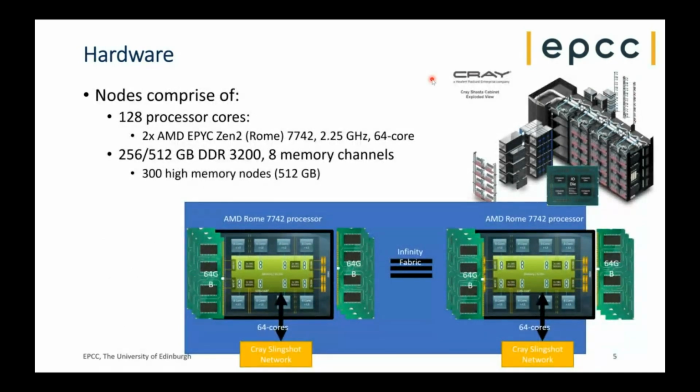Inside, as we've said, each node has these 128 processor cores. It's actually 2 AMD 64-core processors, and if you care, they're 7742s running at 2.25 gigahertz, but you probably don't care about that. By and large, most of the system has 256 gigabytes of memory per node, but there are 300 high memory nodes which have double that, so there's 512 gigabytes per node. Again, for data analytics work, this may be important to you. You may want to target these high memory nodes if you're doing large amounts of data processing or not.